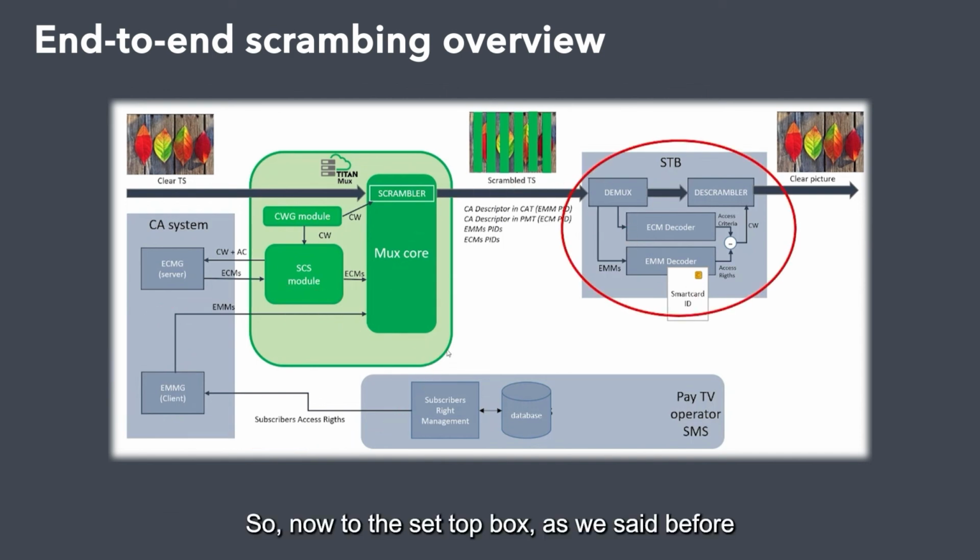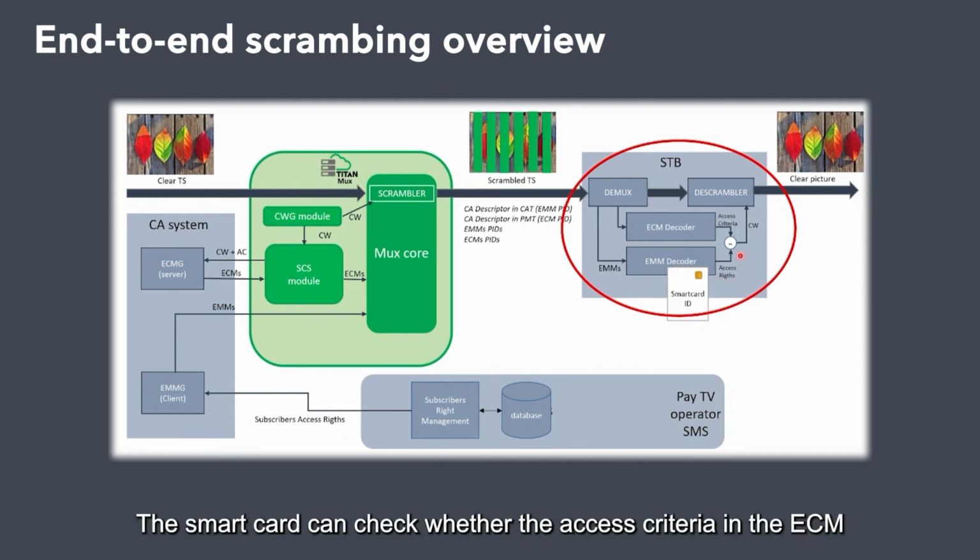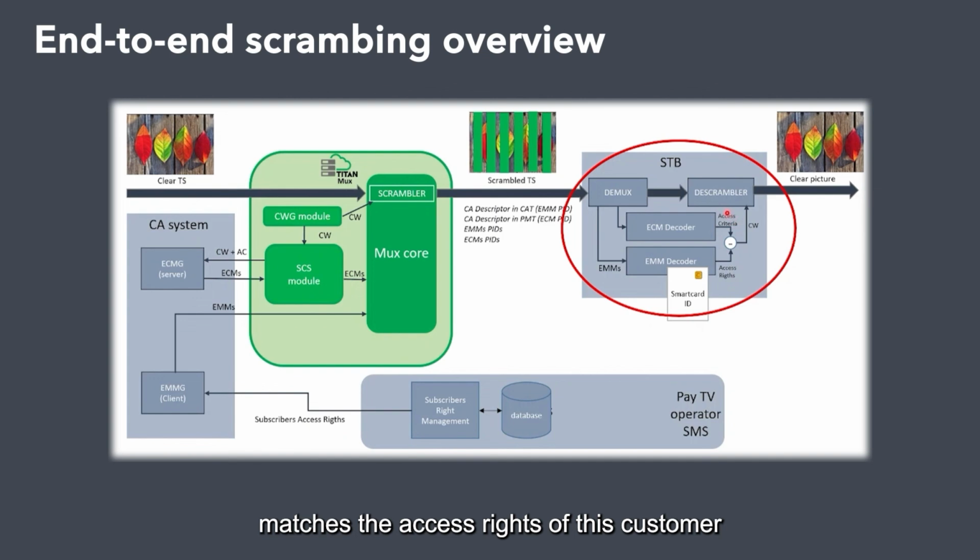So now, into the set-top box, as we said before. Once we have the ECMs and the EMMs, we know the entitlements of the user, and we get the ECMs. The smart card can check whether the access criteria in the ECM matches the access rights of this customer and decide whether it can descramble the service or not. If it can descramble it, the control word is sent to the descrambler, and the customer can watch the service.